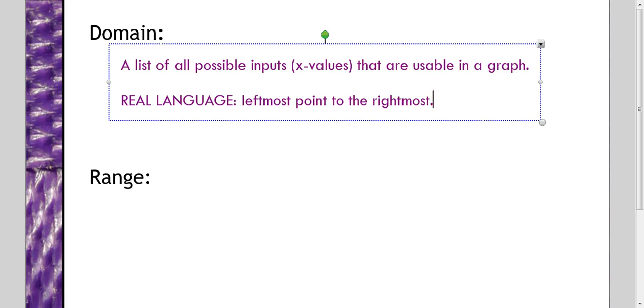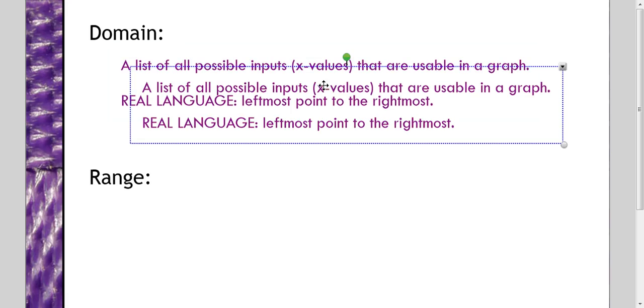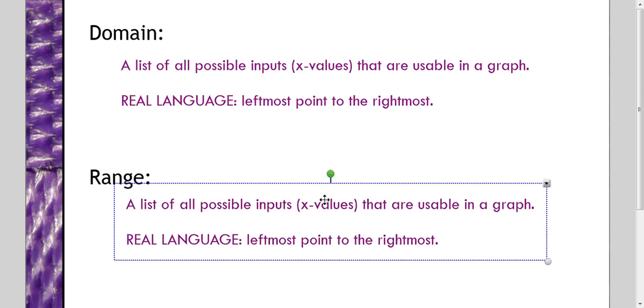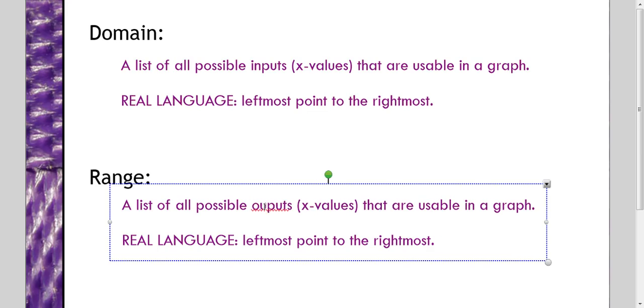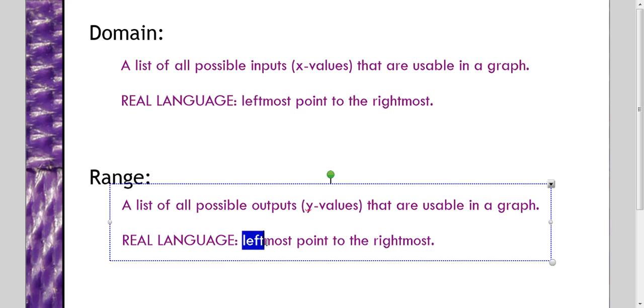Now the cool thing about range is it's the exact same thing, except range runs up and down. Okay, so I'm just going to do this. And again, pause where you need to. Because it's going to be all the possible outputs. And so it's going to be the y values. And so this is going to run from the lowest point to the highest point.